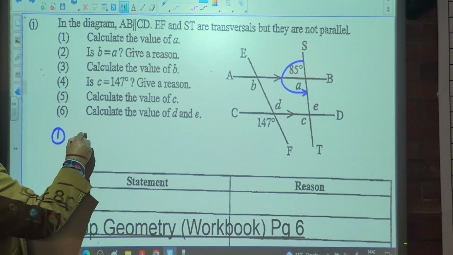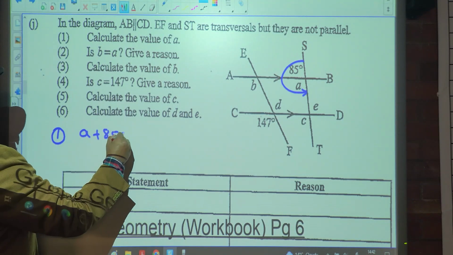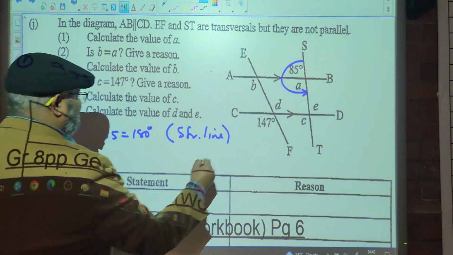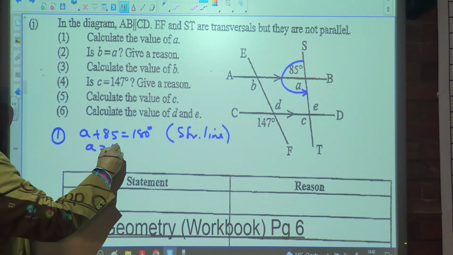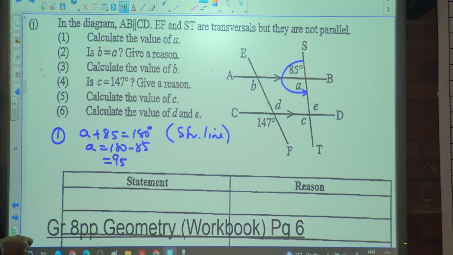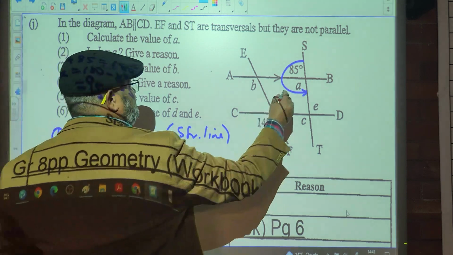Right, number 1. A plus 85 is 180. Why? Straight line. So A is equal to 180 minus 85, which is 95. You all agree with that? Yes, 95.